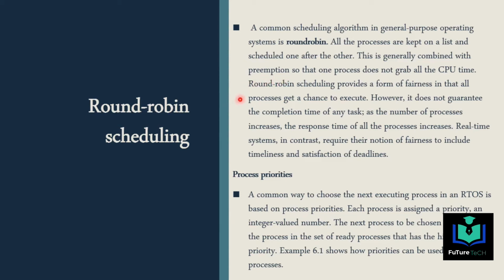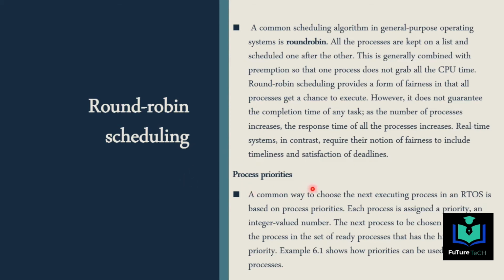So the round robin scheduling algorithm keeps all the processes in a list and schedules one after another. Round robin scheduling provides a form of fairness, with all the processes getting a chance to execute. That is one of the advantages of the round robin scheduling algorithm. However, it does not guarantee the completion time of any task. As the number of processes increases, the response time for all the processes increases also. Real-time systems, in contrast, require the notion of fairness to include timeliness and satisfaction of deadlines.